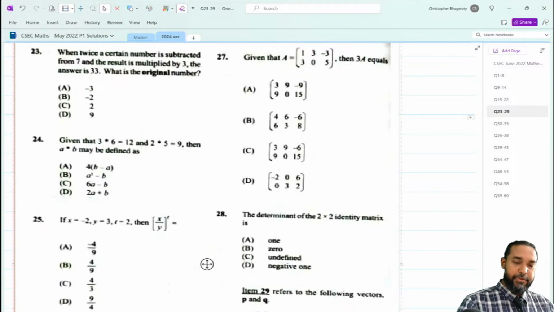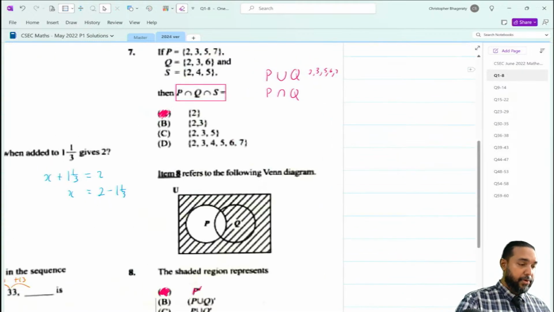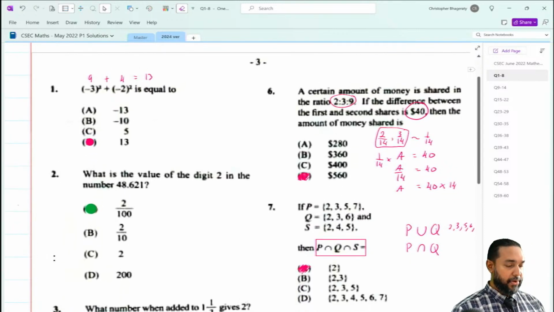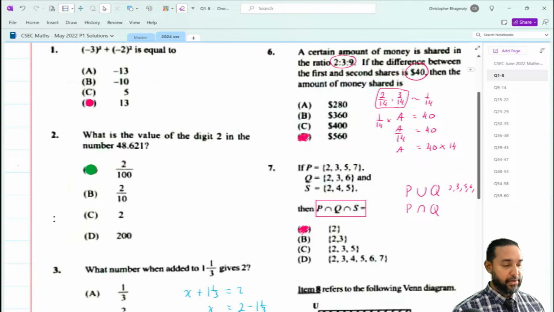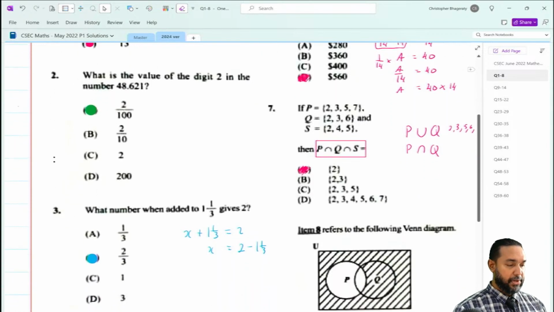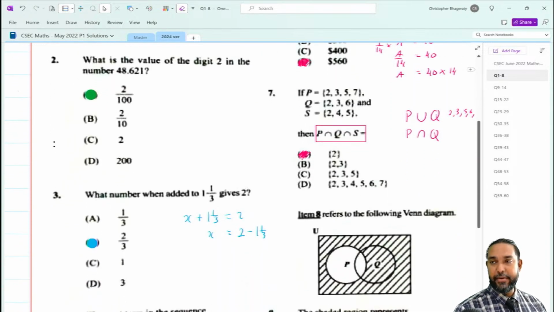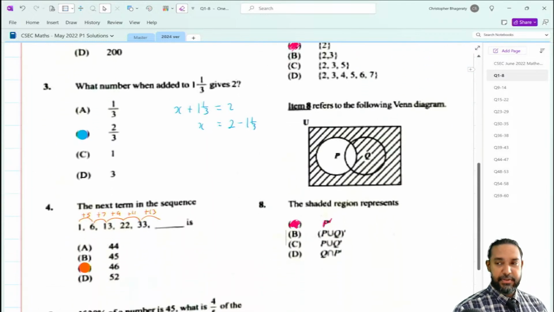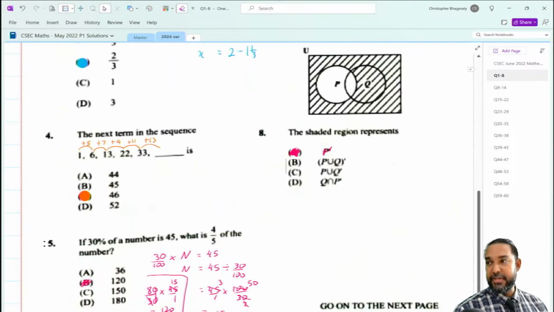You all want the answers for the first few? Alright, so 1 was D. 2 was A. 3 was B. 4 was C. And 5 is B. Alright, so that's okay.